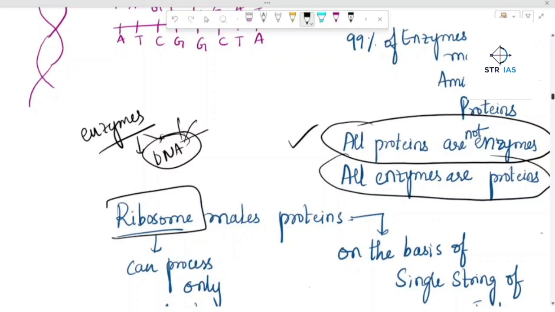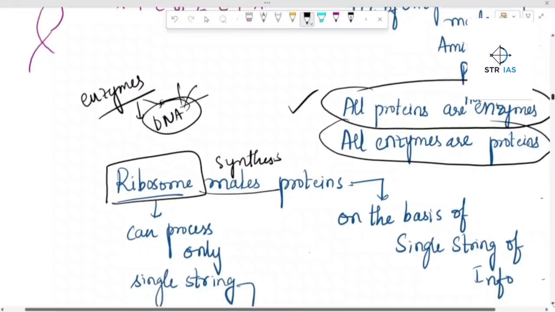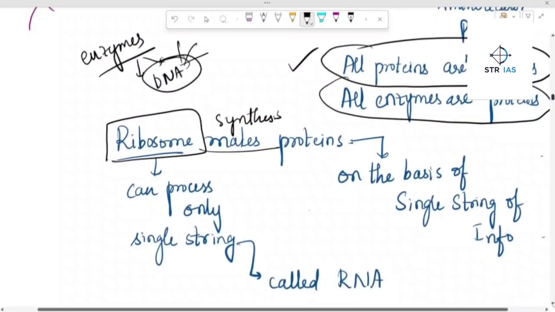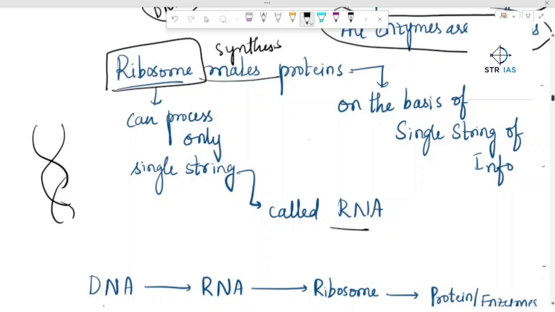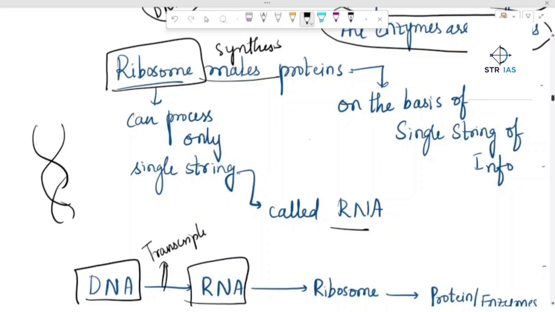Ribosomes make, or synthesize, proteins. The only thing the ribosome can synthesize is a single string. But we know that DNA is a double helical structure, a double string. For this, we need a single string called RNA. The process of converting DNA into RNA is called transcription. And from RNA to protein, the ribosome will synthesize it, and this process is called translation.